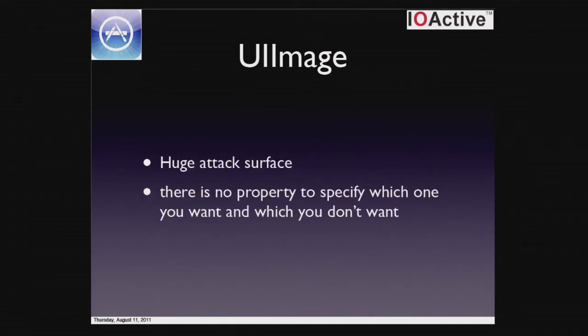Again, all of these things are very complex binary file formats, which everyone has screwed up at least once. So it's an enormous attack surface right there. And there's no property to say, I'm going to use the UIImage, but when I feed it an image that I fetch over the internet, I want it to only support PNG or only bitmaps.